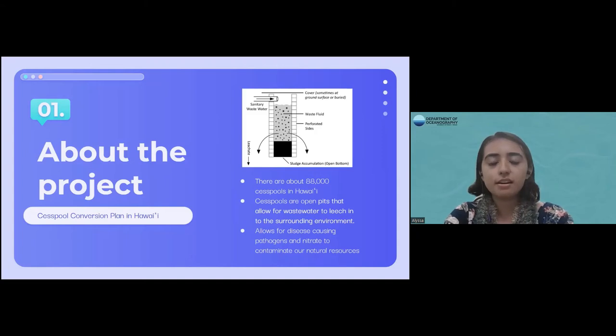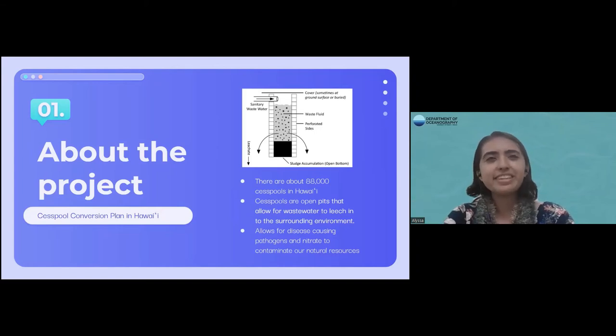There are about 88,000 cesspools in the state, which means it has the most per capita in the US. And a little bit about cesspools, they're open pits that allow wastewater to leach into the surrounding environment. So at homes, you go to the bathroom and your waste goes out into, say, the front yard or the backyard, and it goes into this actual pit that just lets it sit, and then eventually it'll flow out.